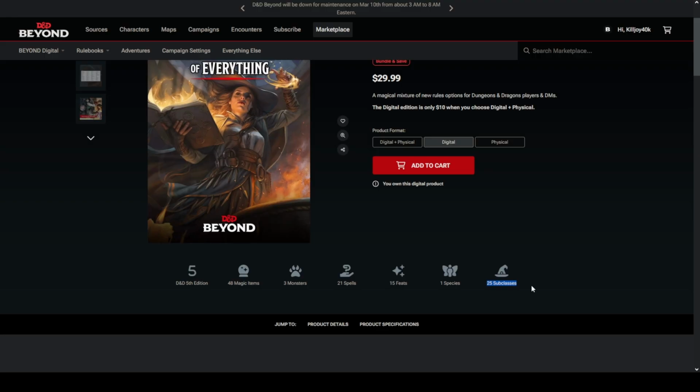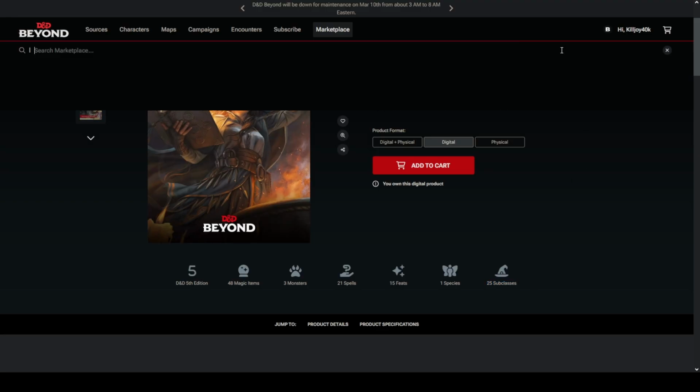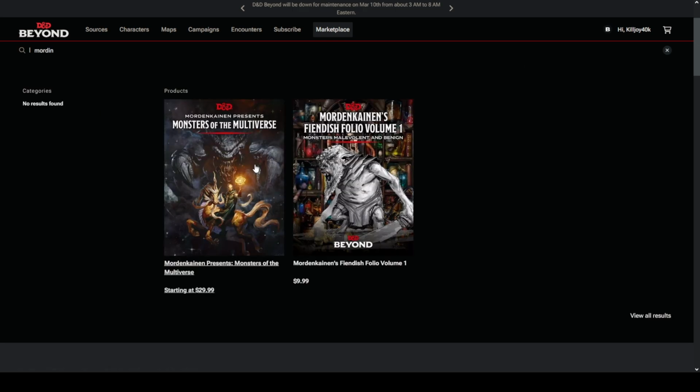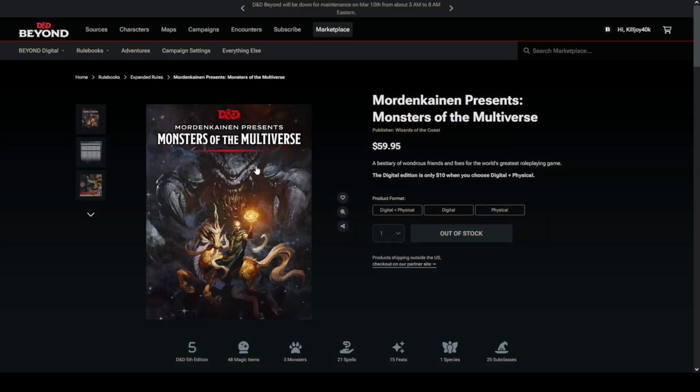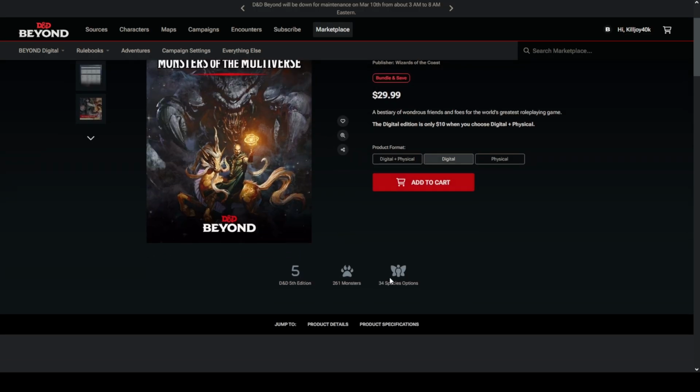The other one is Mordenkainen's Tome of Foes, which is now superseded by Mordenkainen's Monsters of the Multiverse. It used to be Mordenkainen's Tome of Foes. It is now Monsters of the Multiverse. This gives you 34 species options. This is the most options you're going to get out of one book. You pick this book up and Tasha's Cauldron of Everything, you have 3/4 of most of the content of D&D Beyond for $60.